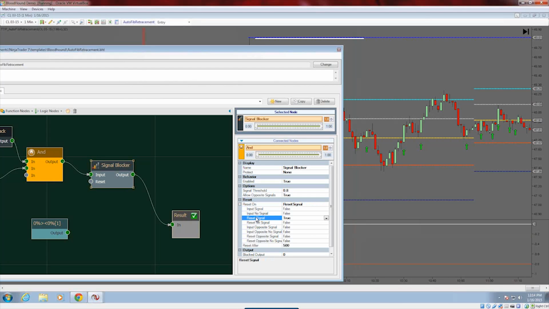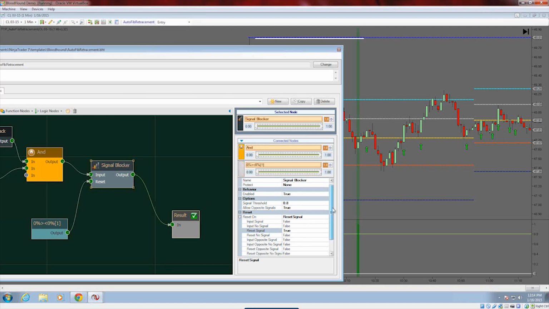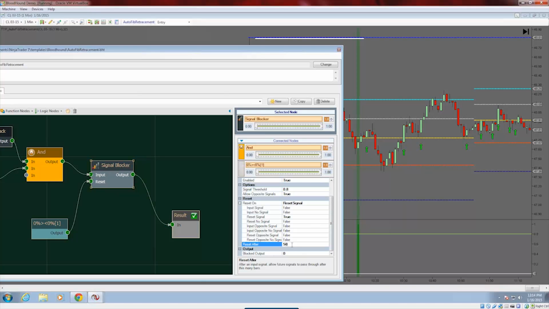Okay, so I want to reset based on a signal into the reset node right here. Okay, and you see that? So what I'm doing is I've just chosen a random 500 bars because that should be enough. Maybe it's not. Let's set it to 1,000.